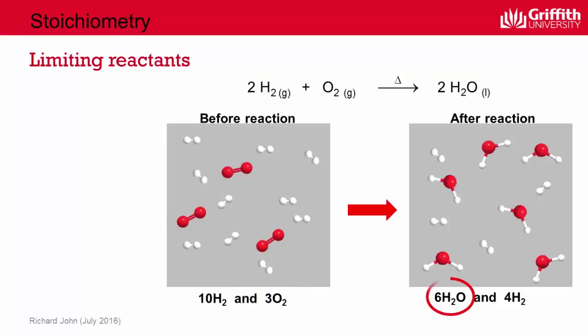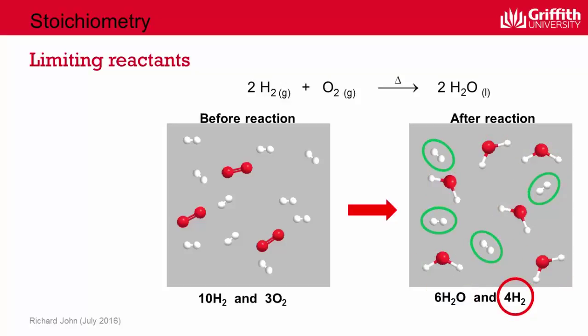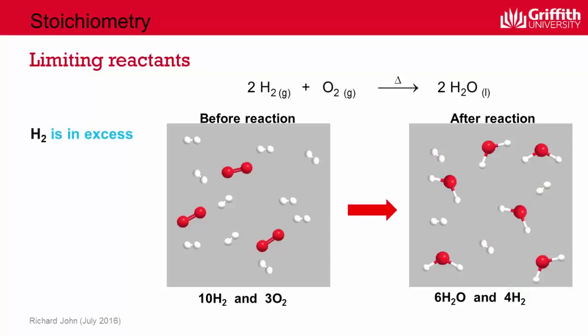And what we find is that there's only enough oxygen atoms to be able to produce 6 water molecules. And so with the 6 moles of water that's produced, we get 4 moles of hydrogen gas left over. So in this case, hydrogen is said to be in excess and oxygen is said to be the limiting reactant. It's the reactant that has run out first, and even though there is hydrogen still available for combustion, it cannot combust because there's no oxygen to react with it.